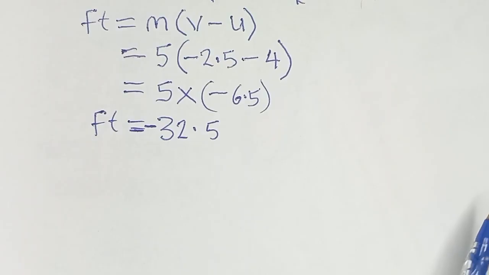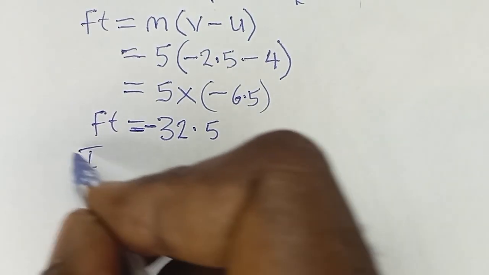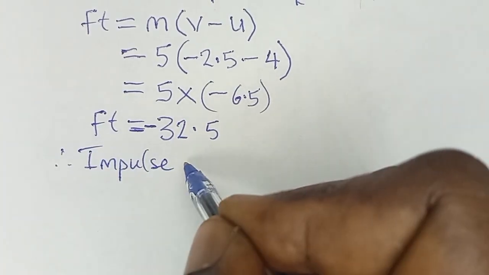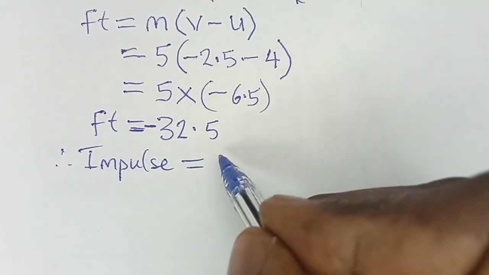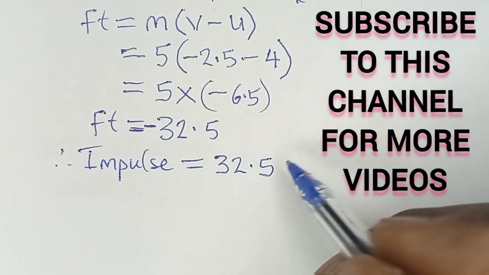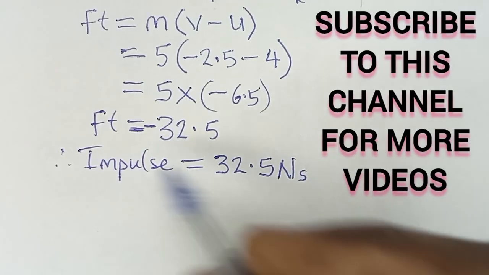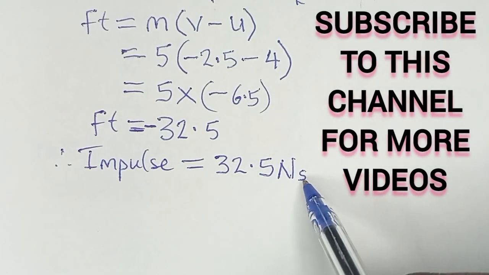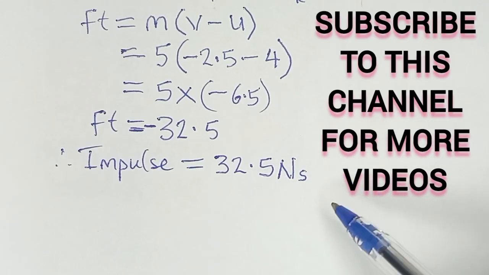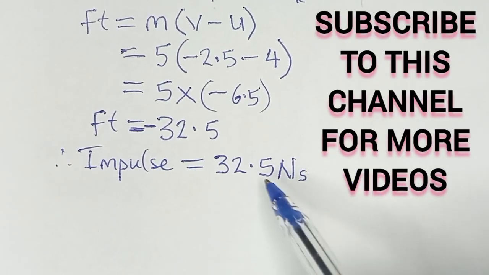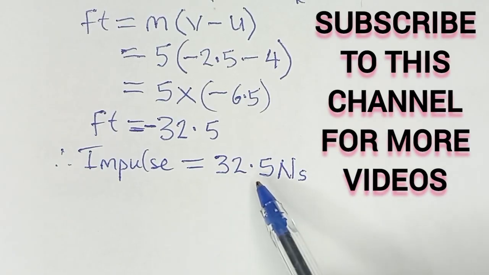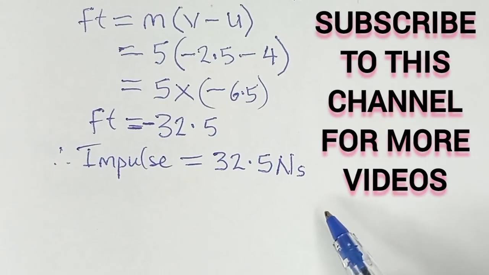But finally, we can conclude and say, therefore, impulse, which is Ft, is equal to, we can now remove the negative sign and simply write 32.5. The unit of impulse is Newton seconds, Newton for force and seconds for time. Don't forget the unit can also be kilogram meter per second, that is for momentum, because they are both equal. Impulse is equal to momentum. So the final answer is 32.5 Newton seconds.